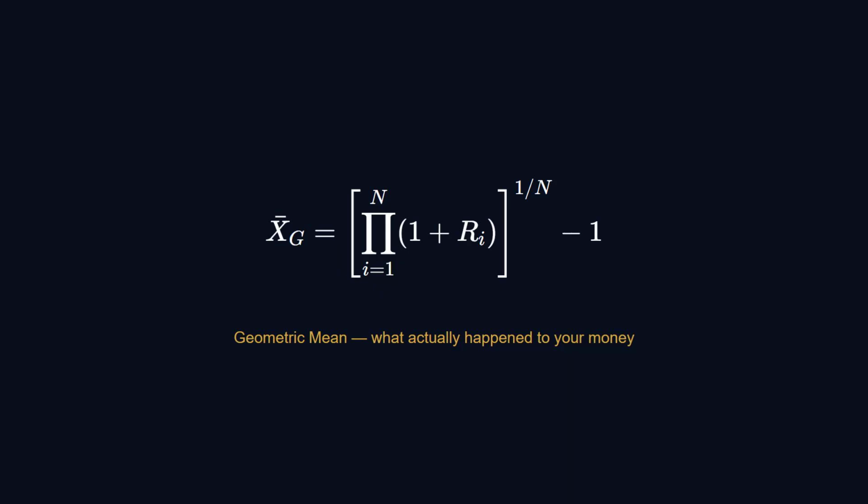Why is this different from the arithmetic mean? Because returns compound. If you lose 50% and then gain 50%, the arithmetic mean says 0. You lost 50, you gained 50, average is 0. Sounds like you broke even. But you did not break even. You started with $100, lost 50, had $50 left, then gained 50% of 50, which is 25. You ended with $75. You lost 25%. The geometric mean captures this. The arithmetic mean misses it completely.